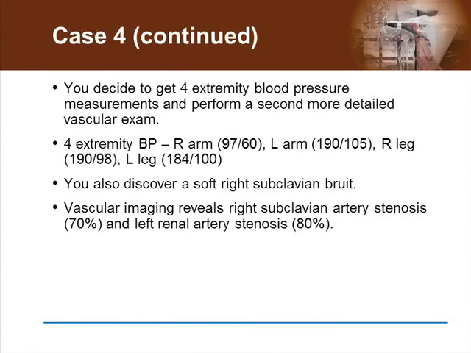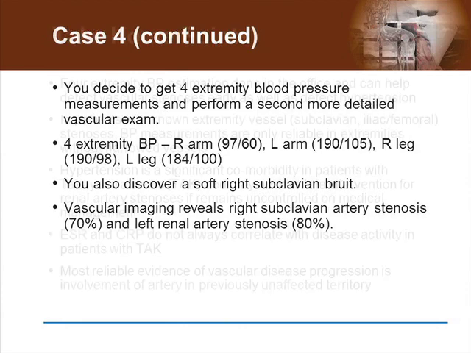So you do a four-extremity blood pressure evaluation, and her right arm is low, but her left arm blood pressure is 190/105, the right leg is 190/98, and the left leg is 184/100. On your repeat vascular exam, you also detect a soft right subclavian bruit. You proceed with vascular imaging, which then shows that she has right subclavian artery stenosis and a left renal artery stenosis. So again, in a young individual presenting with this clinical picture, it does raise the possibility of large vessel vasculitis, most commonly Takayasu arteritis.